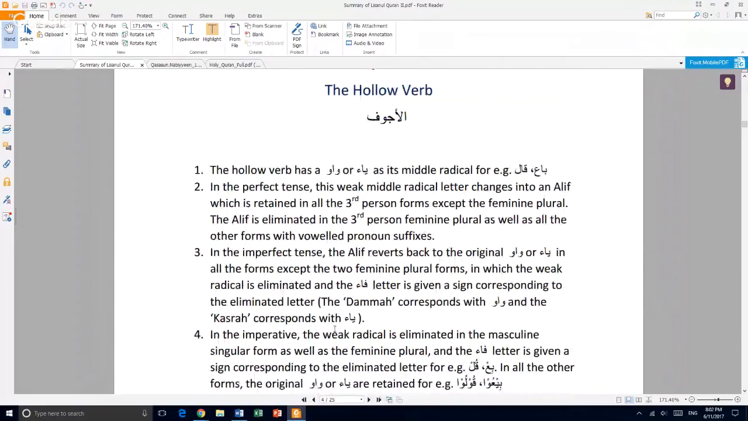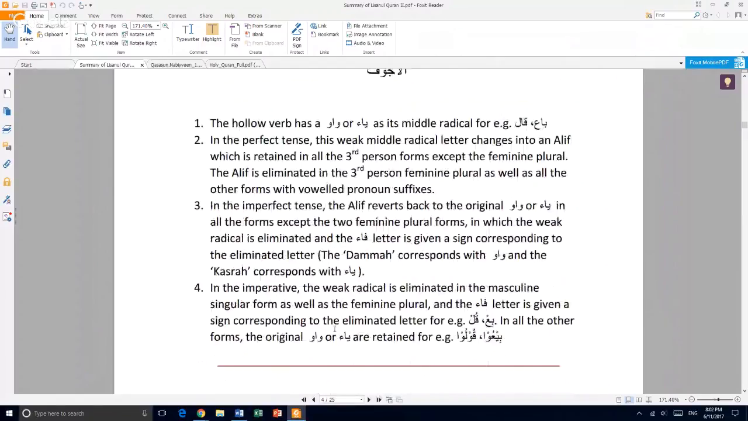Now you can see some procedure here. Can any of you read quickly for me? Number one. The Hamza verb has a waw or ya as its middle radical. For example, qala, ba'a. It was like qawlun and bay'un. So the past tense is qala. So qawala becomes qala, baya'a becomes ba'a.